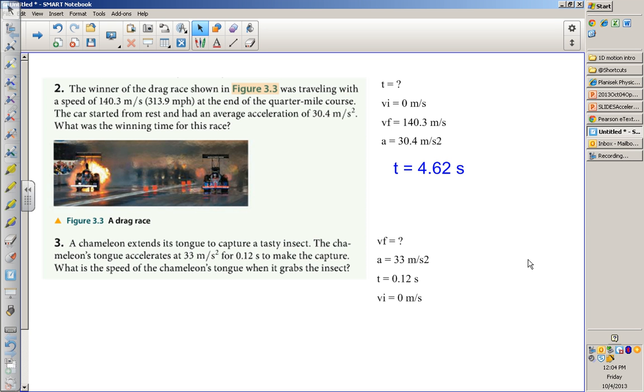Then for number 3, there's all your relevant information. Even though it doesn't specifically say so in the problem, we can assume that the chameleon's tongue was going at 0 meters per second before he started moving it.